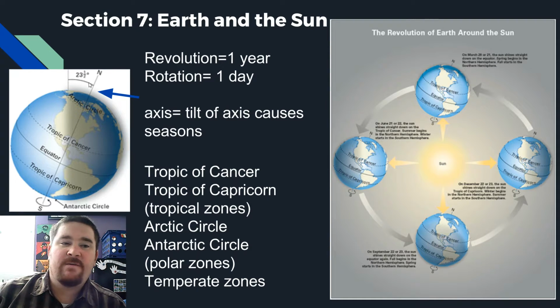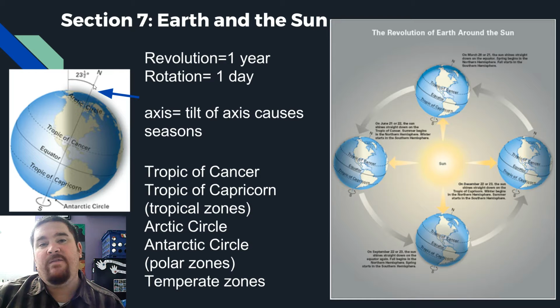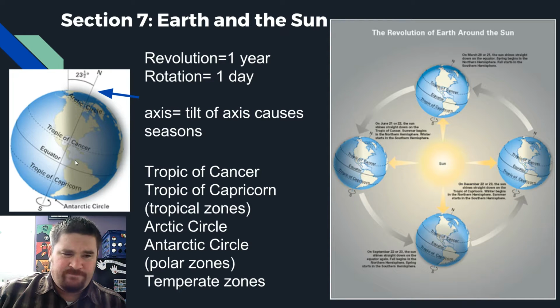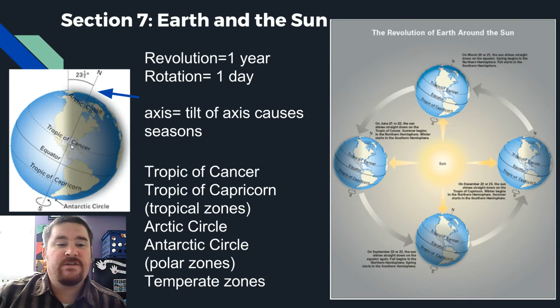Then, as it becomes our winter, we tilt away from the sun in the north, and the south tilts towards the sun. So in this graphic you can see here, the northern hemisphere is experiencing winter, and the southern hemisphere is experiencing summer. We also have these zones.